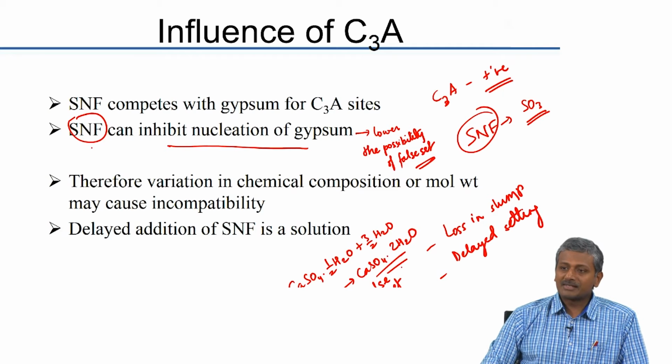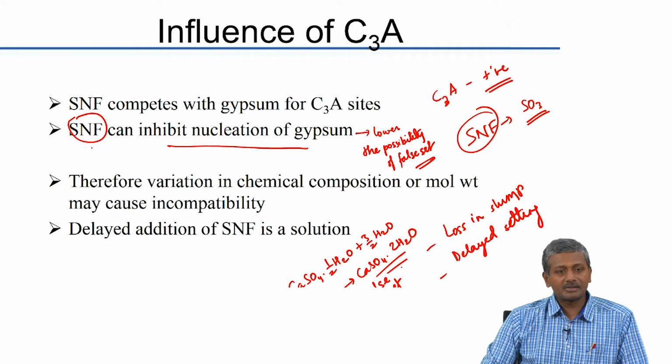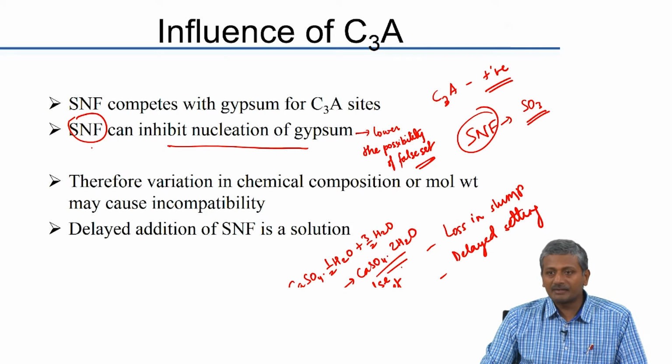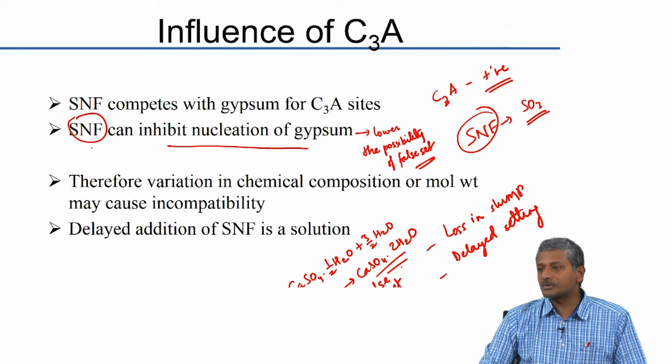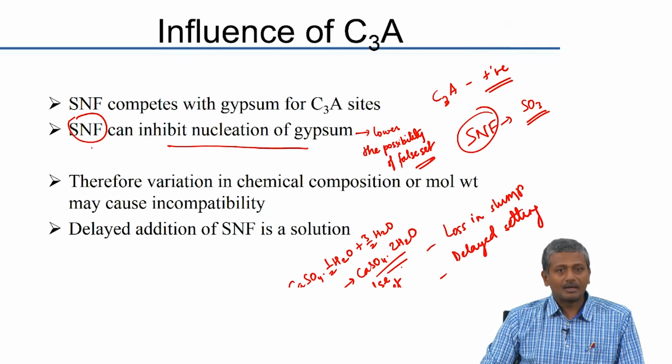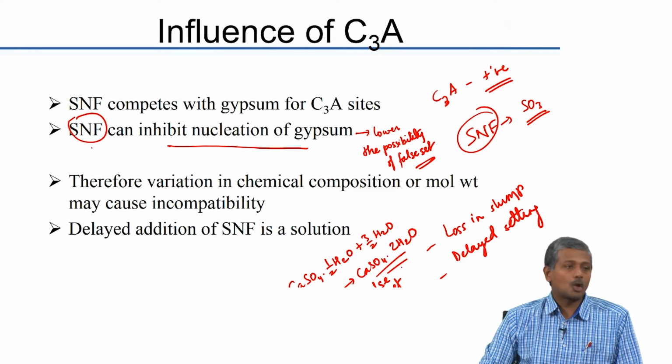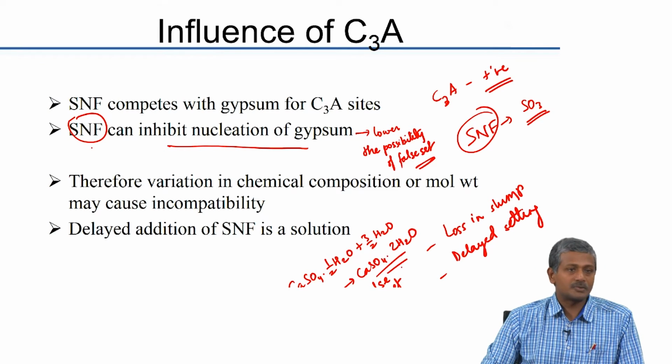So, what is my SNF doing? It is attracted to the C3A molecules or C3A particles. SNF is losing effectiveness because it preferentially adsorbs on the C3A. It causes a loss in slump. It causes retardation because C3A is no longer available to interact with gypsum.